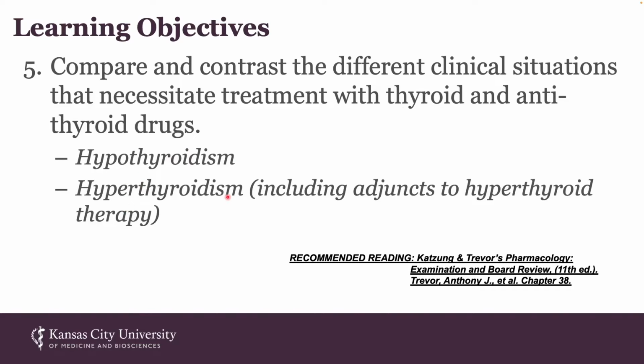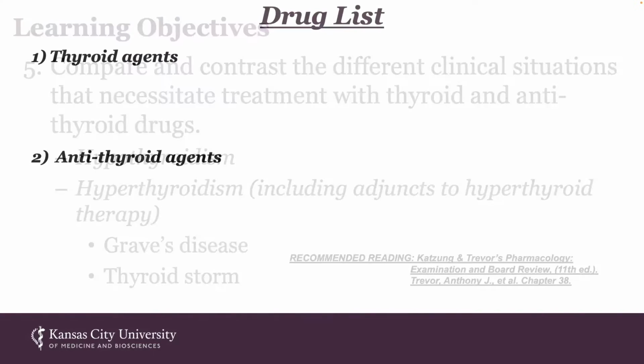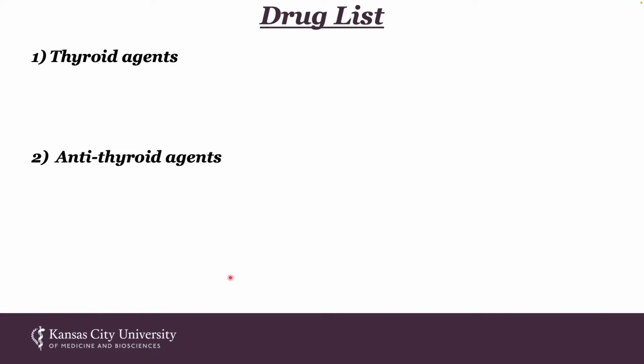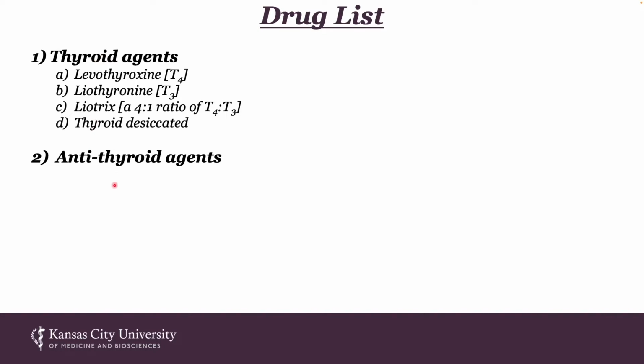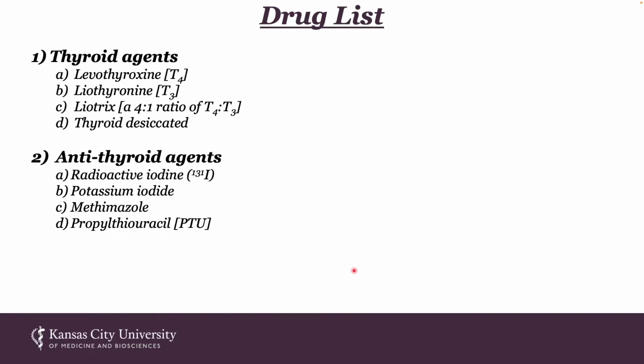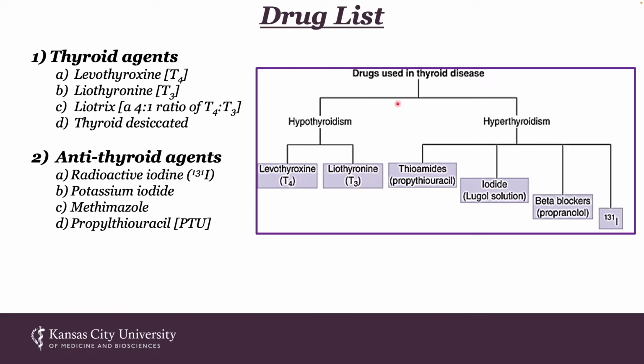hypothyroidism, hyperthyroidism, specifically Graves' disease, and thyroid storm. Here is a drug list to include thyroid agents listed here and antithyroid agents listed here. A brief summary of the drugs used in thyroid disease is here.